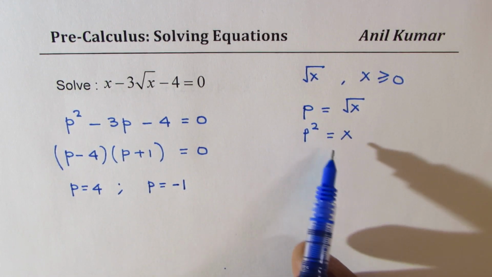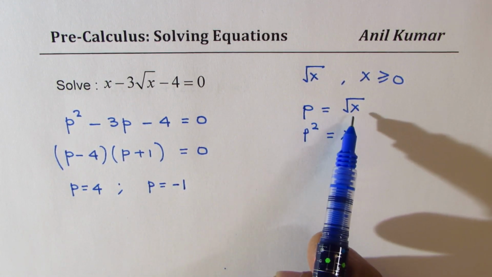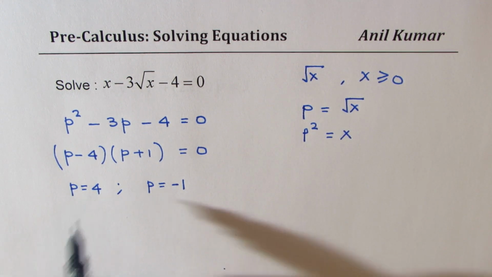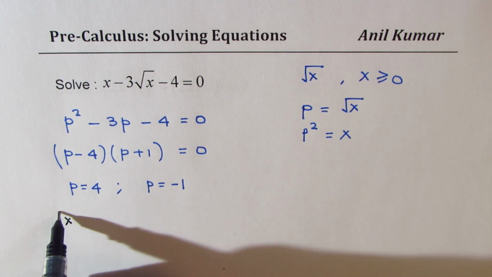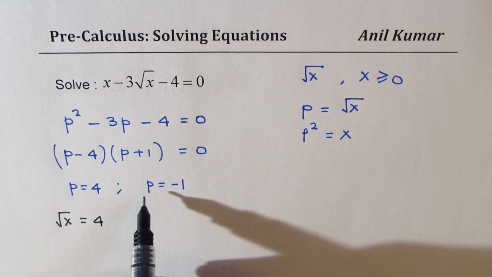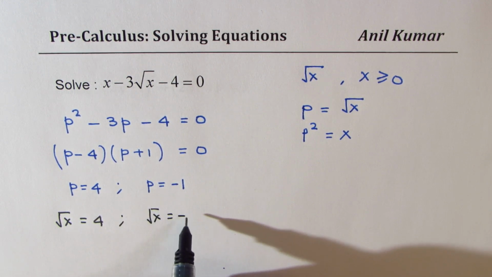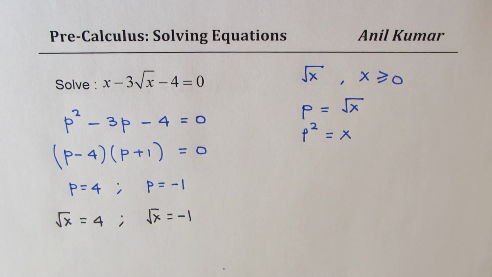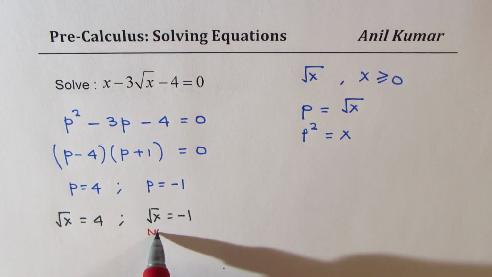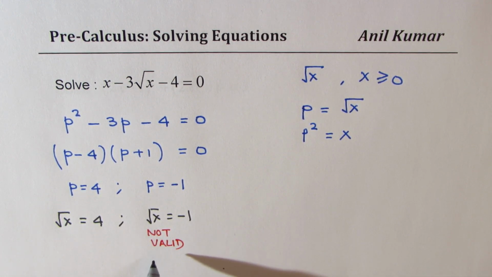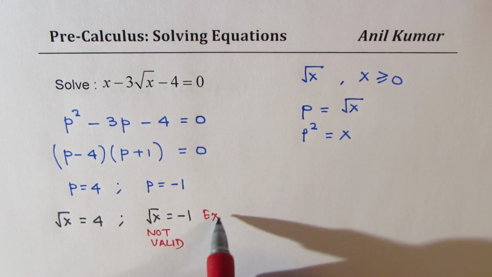Now remember, p square is x and p is square root x. So let's make this substitution, correct? So p equals 4 means square root x equals 4, right? And p equals minus 1 means that square root x equals minus 1. Clearly, square root is always greater than or equal to 0. It is never negative. So this is not valid. So that is what we call extraneous root, right? So this is extraneous root.